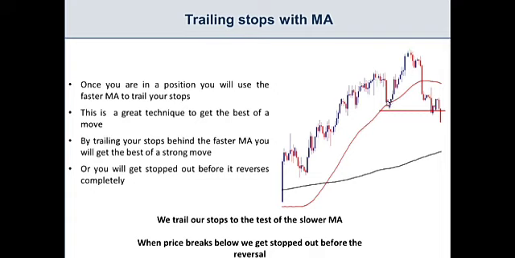And in this case, we trail our stops to the next test of the 50 period moving average as support. And as you can see here, price tests the 50 period moving average as support before continuing to the upside. Now, we trail our stops here, and had price tested this 50 period moving average again as support and moved higher, we would have trailed our stops to the next test. But this was not the case. Price broke below and we got stopped out of a winning position before price completely reversed to the downside.